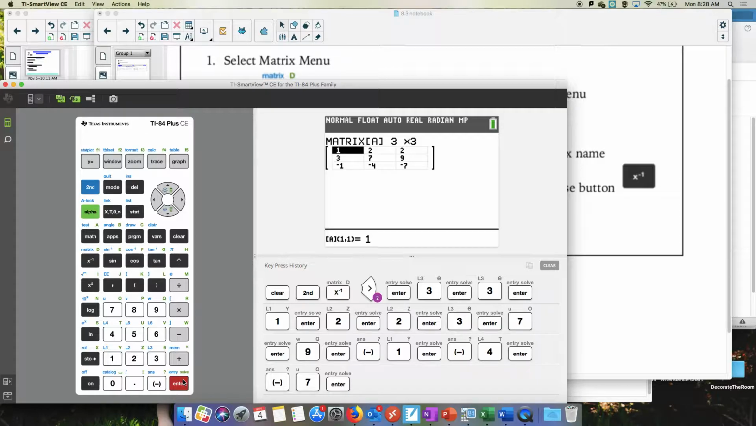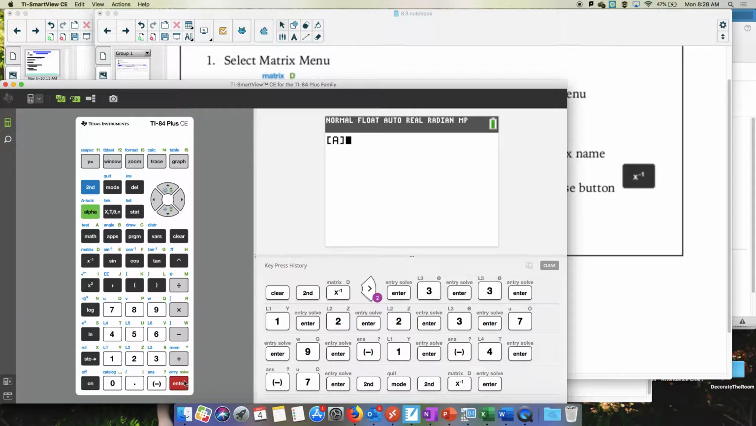Okay, so here's where it gets exciting. Go ahead, second quick, back to your home screen. All right. So here's what we need to do. We need to find the inverse. Okay? Whatever matrix you just edited. I did matrix A. Did you do matrix A? Probably, more than likely. So go ahead, in the matrix menu under names, bring up matrix A into your calculating screen.